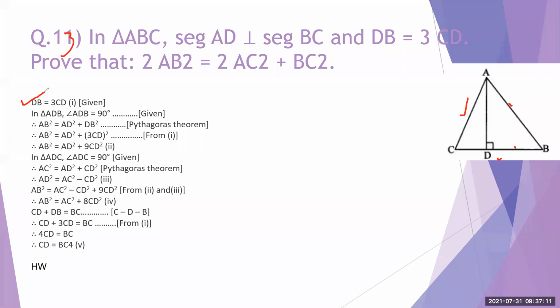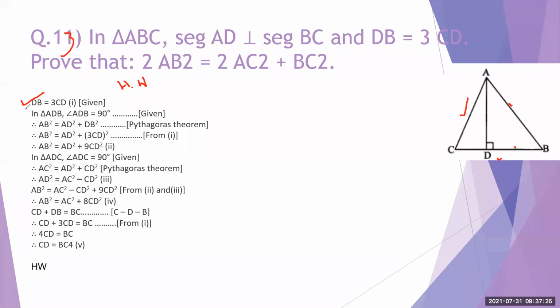Since I am giving this question for your homework, I have not written the given and to prove and then started with the proof. I have not written it properly, so this is for your homework. Write down the given, then write down the to prove, and then start with the solution.